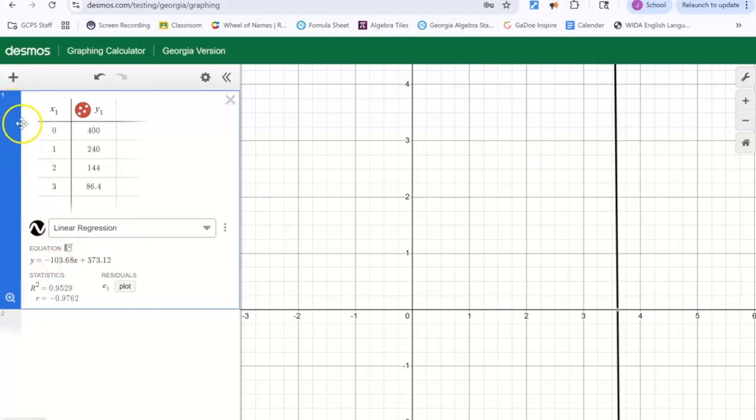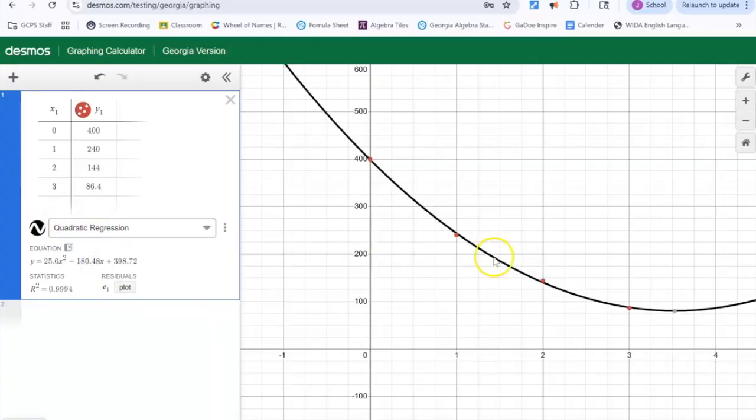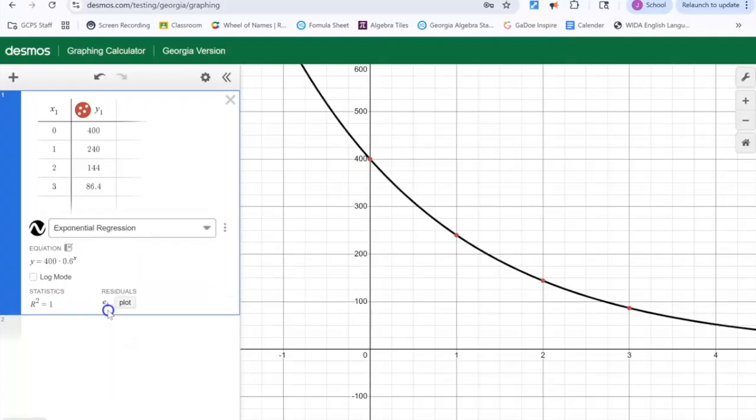The thing about hitting the regression, just be very, very careful. Again, I'm going to hit zoom fit. Sometimes it's not enough points. You can see that this is not linear. So the other one that we deal with is quadratic. And I keep saying the same thing. Be careful with quadratic and exponential. Sometimes it's not enough data points. So in this case, we already know it's exponential anyway, and it should go perfectly through each point.